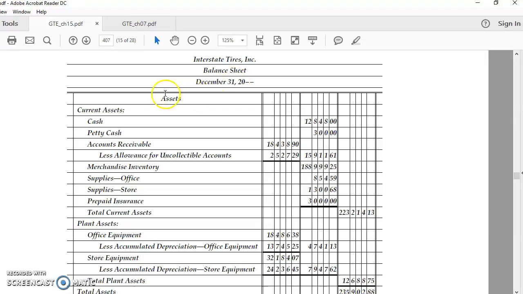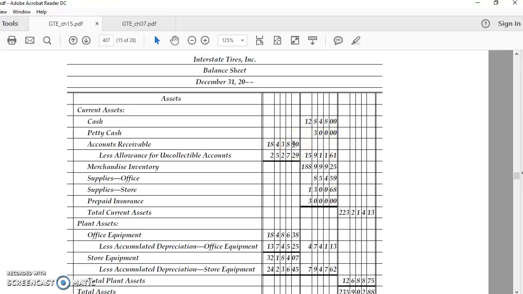So the first thing you're going to do is center your assets, and then list your current assets. Your current assets are going to be cash, petty cash, and then your accounts receivable. The cash and the petty cash are going to go in this second column.